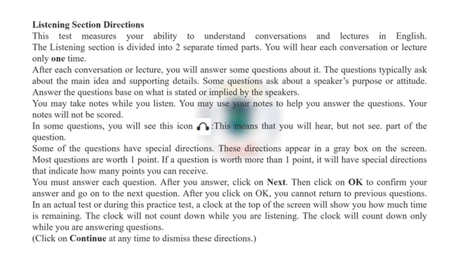In some questions, you will see this icon. This means that you will hear, but not see, part of the question. Some of the questions have special directions. These directions appear in a gray box on the screen. Most questions are worth 1 point. If a question is worth more than 1 point, it will have special directions that indicate how many points you can receive.